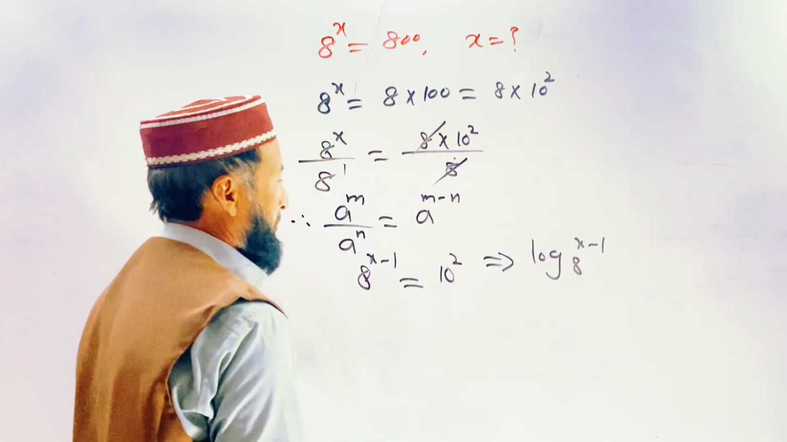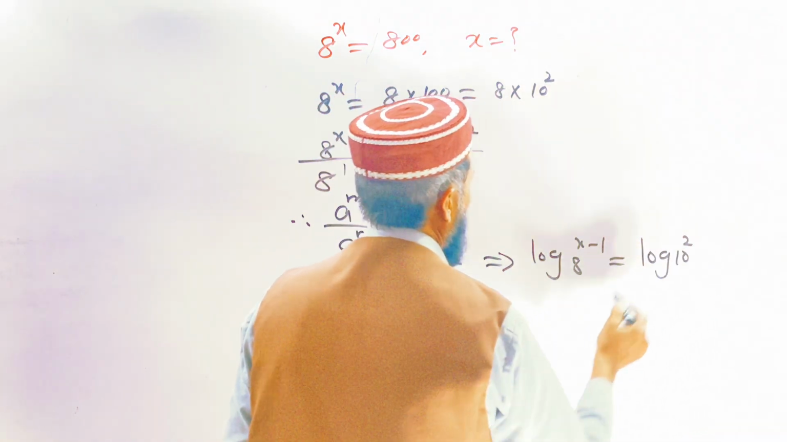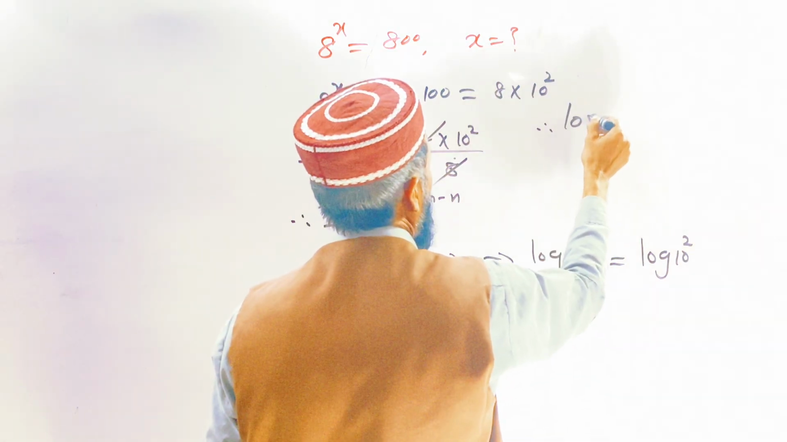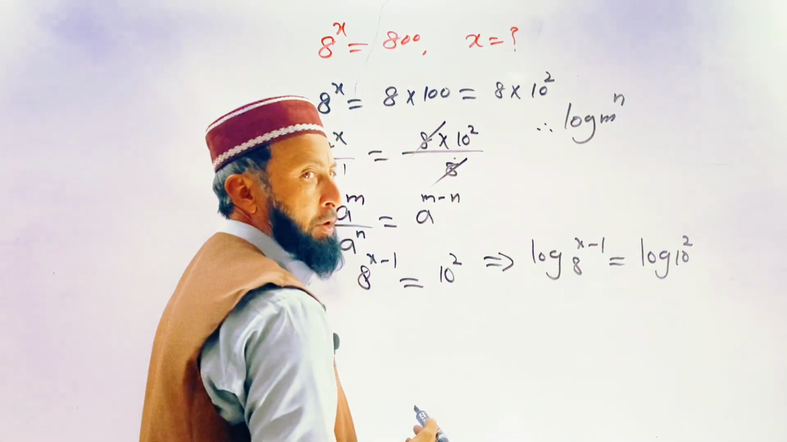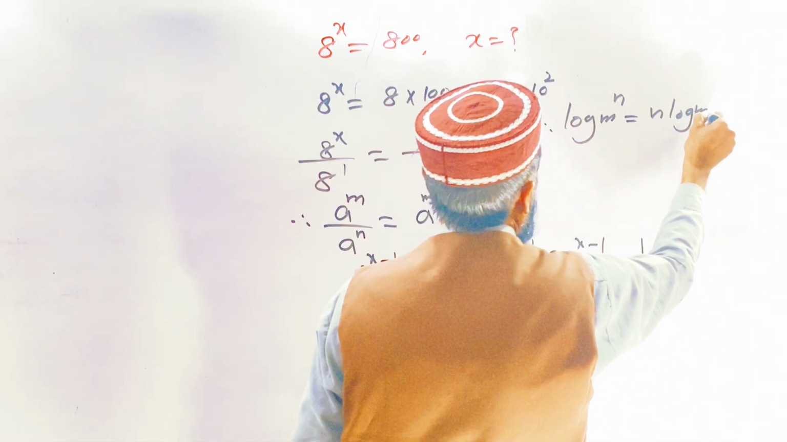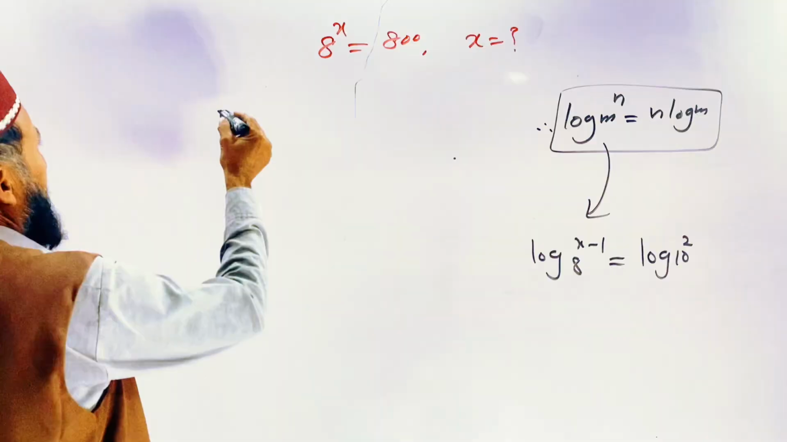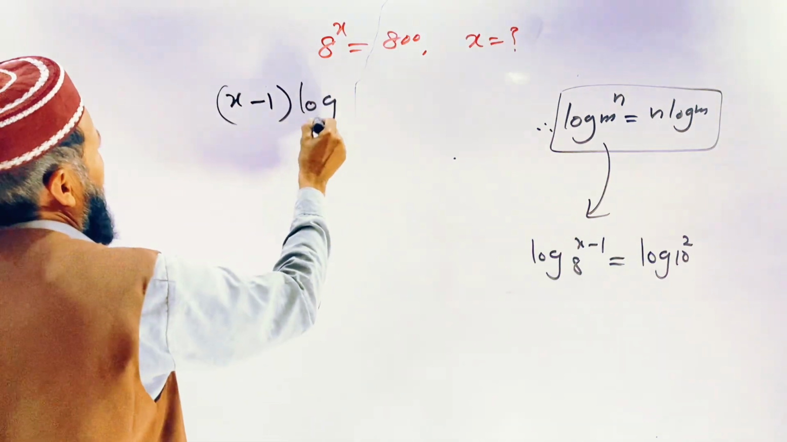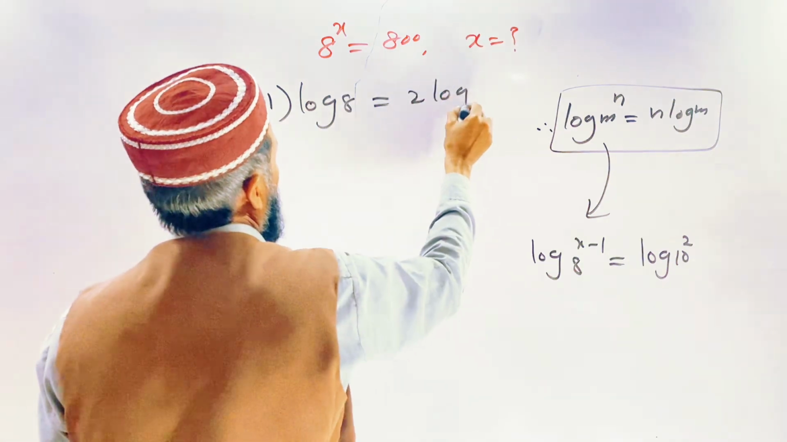Log of 8 exponent of x minus 1 is equal to log of 10 squared. Now according to another rule, the logarithm power rule, log of m exponent of n is equal to n times log of m. According to this rule, we apply it on both terms, and here x minus 1 times log of 8 is remaining and 2 log of 10 is remaining.